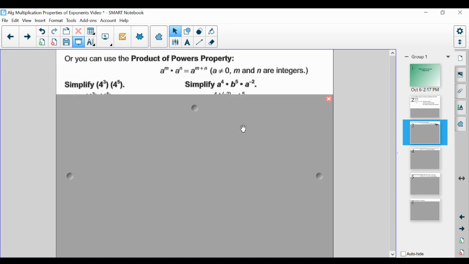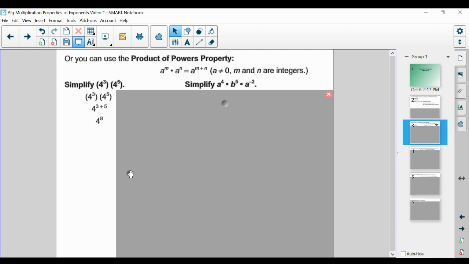Let's go back to the same problem on the left-hand side. On the left-hand side, we have 4 to the third times 4 to the fifth. Well, we can use this property here, and we can do 4 to the 3 plus 5. They have the same base of 4. Well, 3 plus 5 is 8, and we end up with the same answer compared to the expanding form.